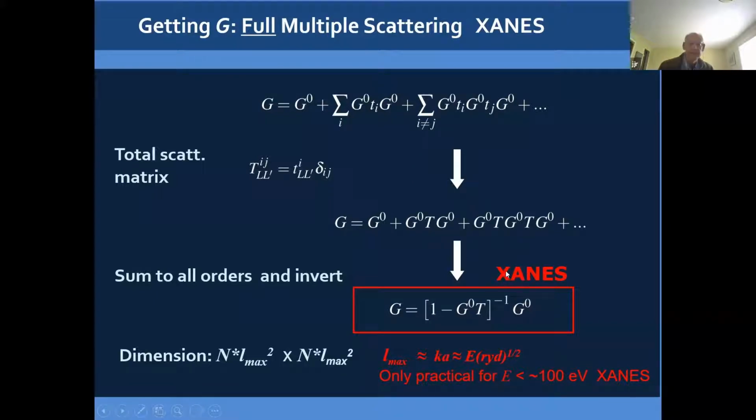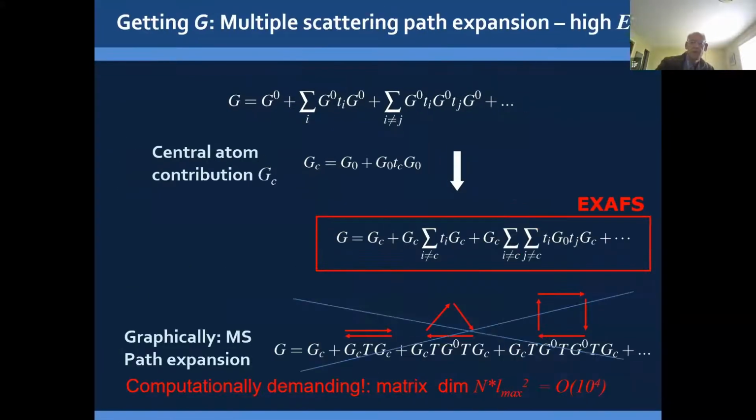This works great in the near edge. In fact, it's only practical in the near edge because the matrix dimensions get huge in the EXAFS regime. And this is basically computationally impractical. Okay, the other game is when there's only a limited number of scatterers, say near neighbors or next near neighbors. And this treatment is called the multiple scattering path expansion.